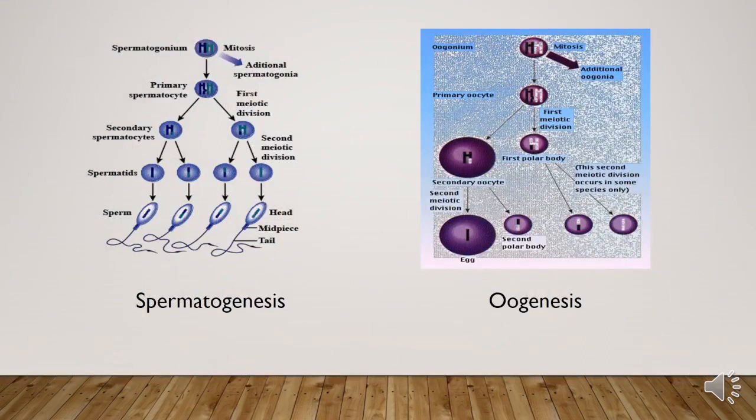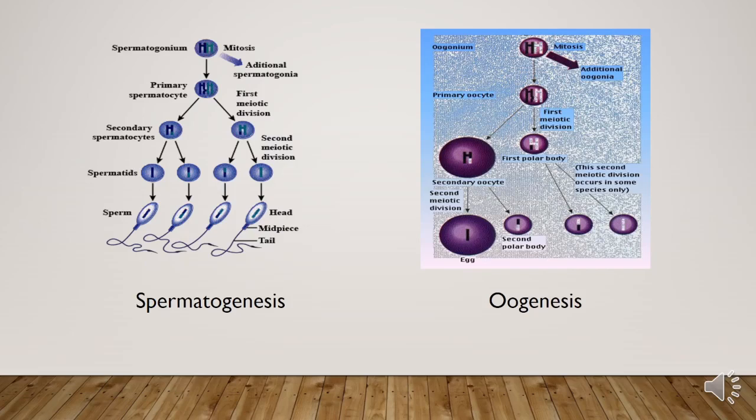Okay, let us try to summarize the process of spermatogenesis and oogenesis. In spermatogenesis, at puberty, the primary spermatocytes divide by means of meiosis 1 to produce 2 haploid secondary spermatocytes. The secondary spermatocytes undergo meiosis 2, and each cell produces haploid spermatids. This results in a total of 4 spermatids that will mature to form sperm cells.